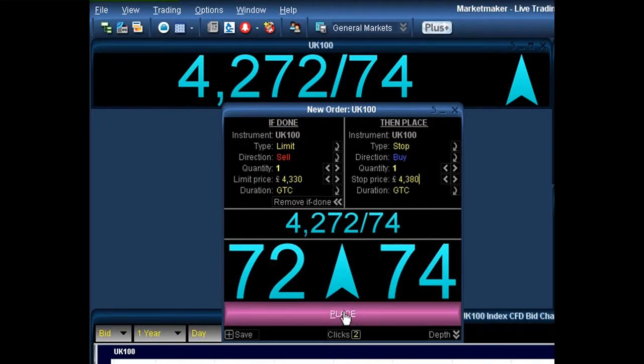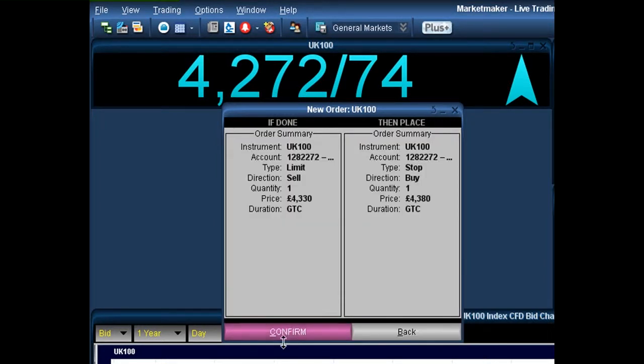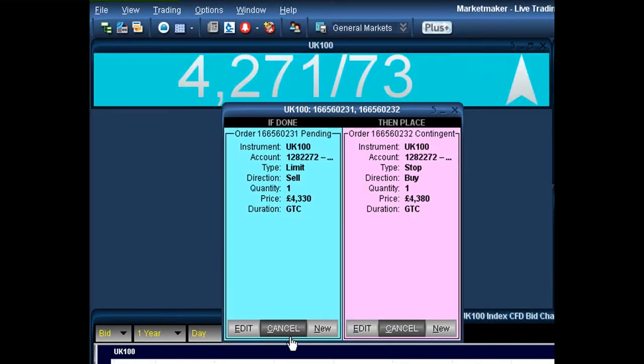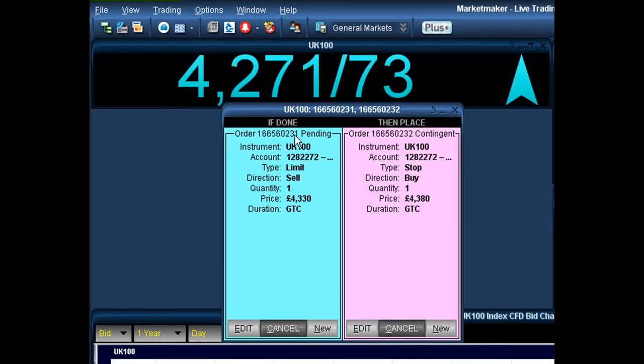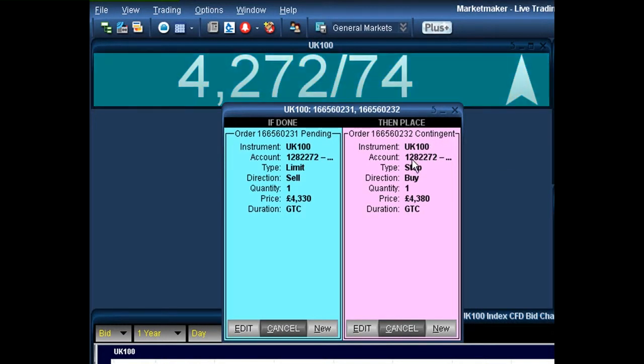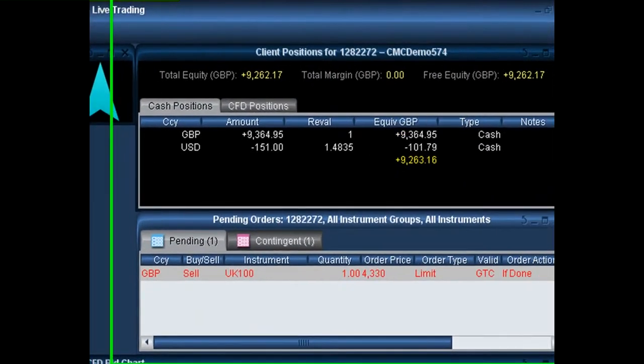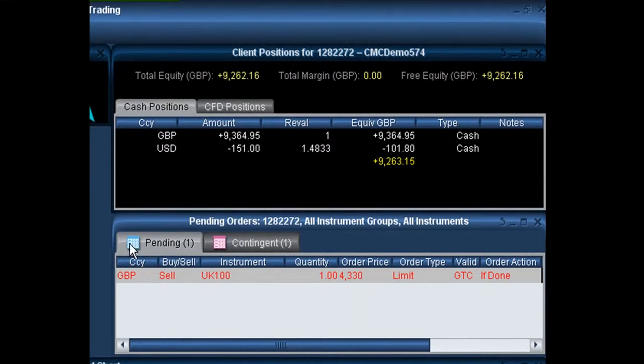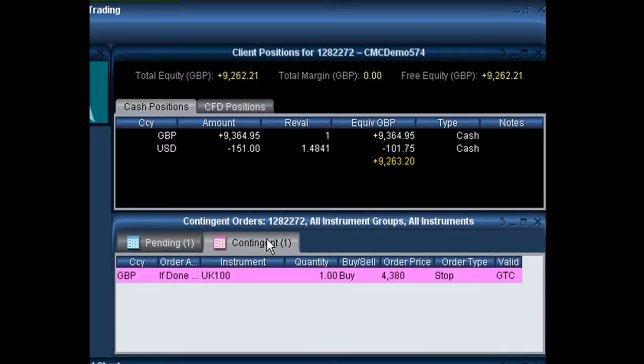If we're happy with that order, all we need to do is click on place and confirm the trade. One screen will go blue, which means it's a pending order, and one screen will go pink, which means it's a contingent order. If we go across to our blotters, we will now see sitting in our pending orders one order to sell the UK 100 at one CFD contract if the price reaches 4,330. And if we go into our contingents tab, you'll notice that we also have a UK 100, one CFD contract to buy at 4,380 on stop.